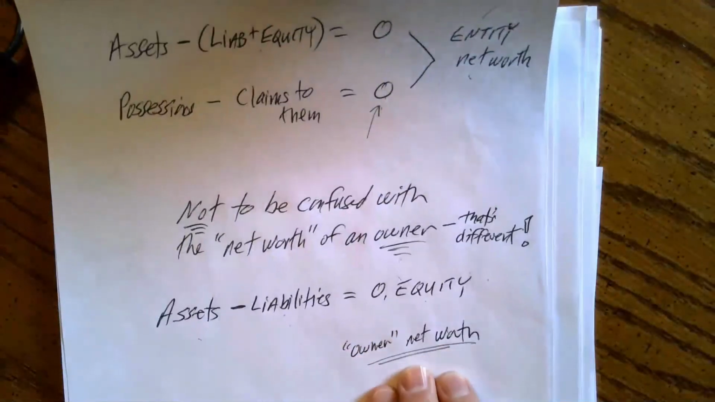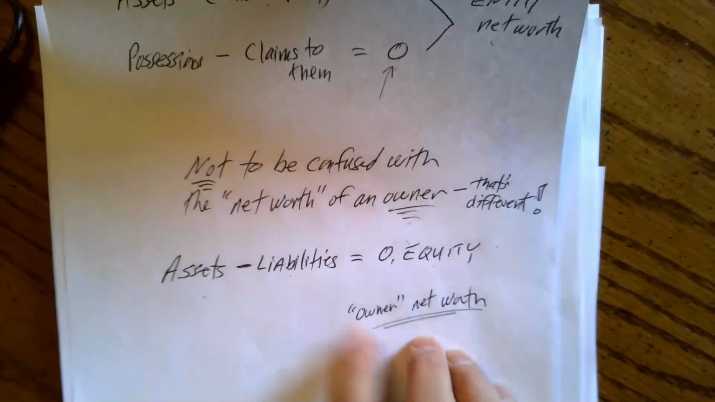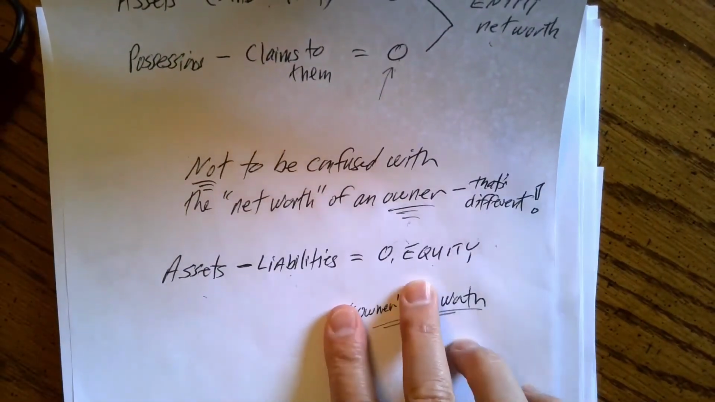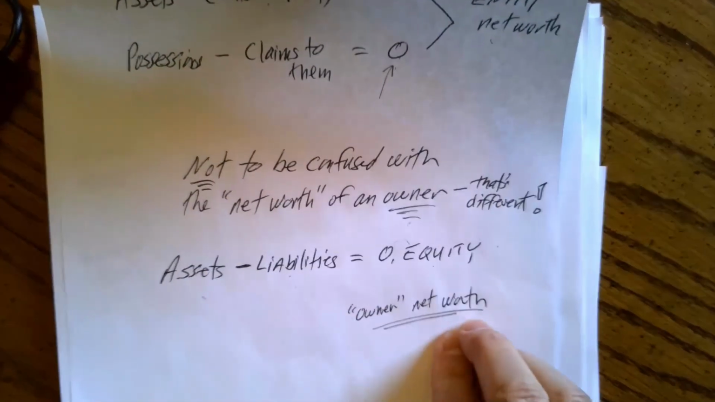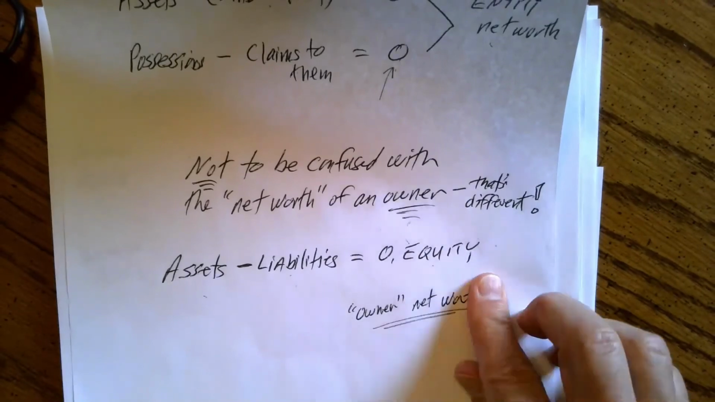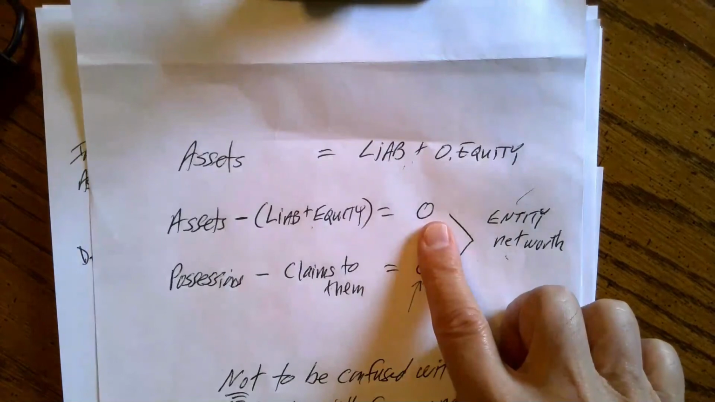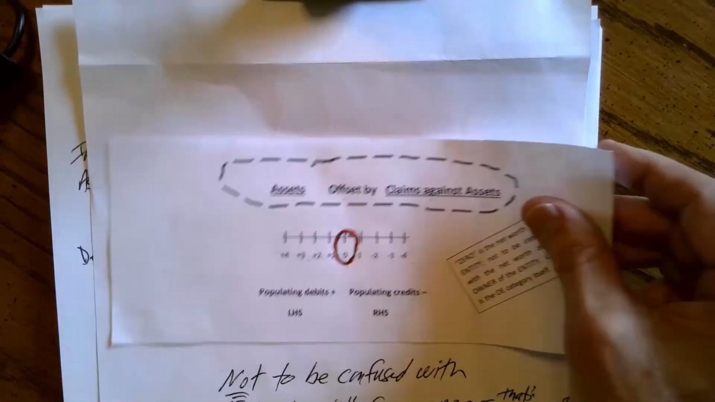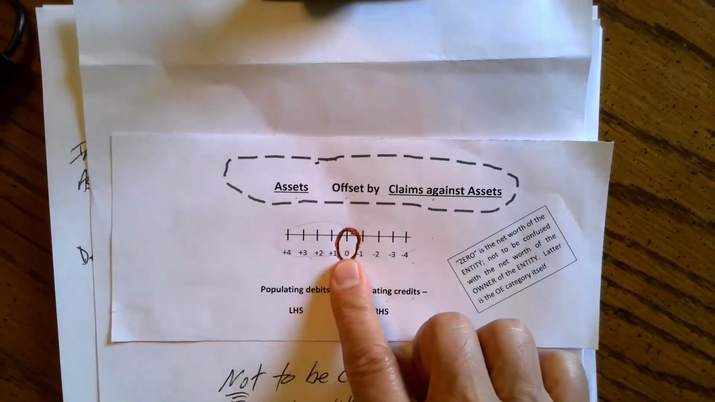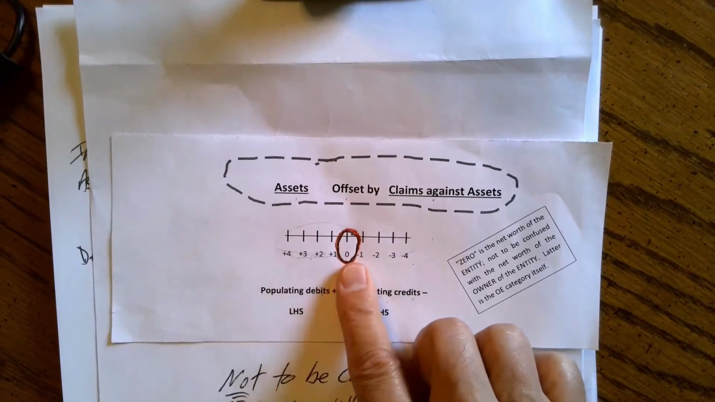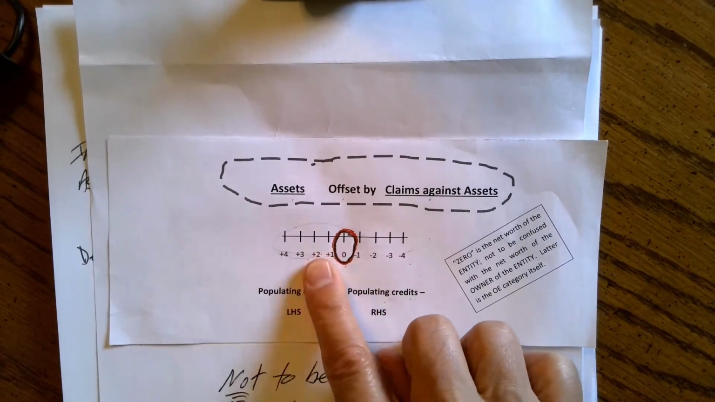Different than owner net worth, that's just assets minus liabilities equals owner's equity. Owners try to maximize this owner net worth, but we're talking about the entity net worth, zero in total. Hence, the focus on zero in this number line, entity net worth, that's the focus. Whatever's possessed is always offset by beneficiaries.